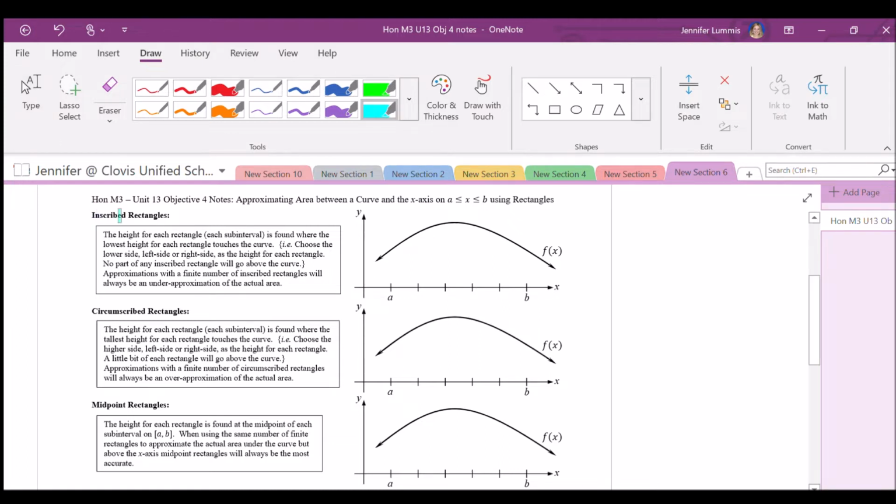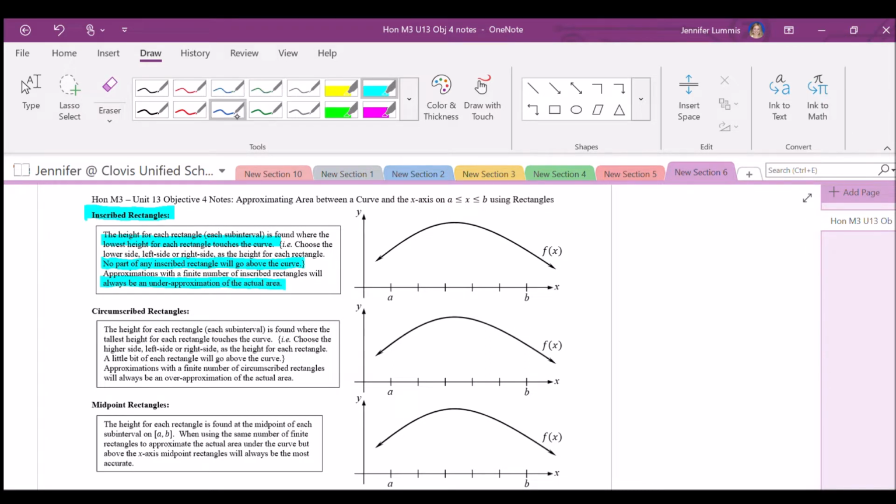So starting with inscribed rectangles, you can read here, it says the height for each rectangle or each subinterval is found where the lowest height for each rectangle touches the curve. So the lowest side could be the left, it could be the right, as well as somewhere else within the interval, as the height for each rectangle might change. No part of any inscribed rectangle can go above the curve. Approximations with a finite number of inscribed rectangles is always an under approximation of the actual area.